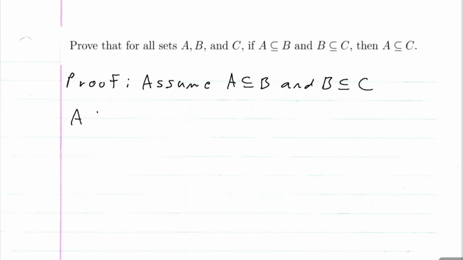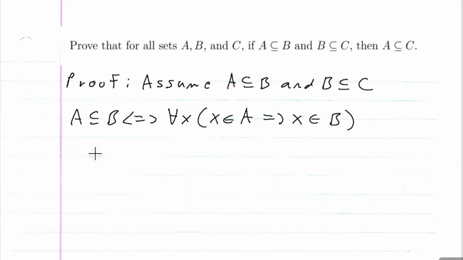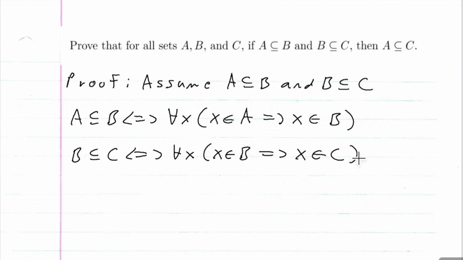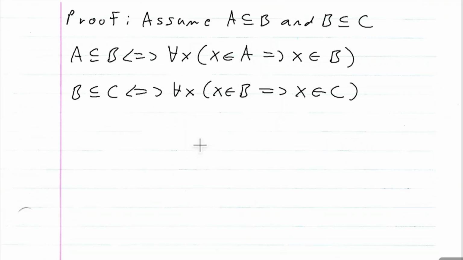So if we have A is a subset of B, this means that for every x, if x is in A, this implies that x must be in B, right? And if we have B is a subset of C, this implies that for every x, if x is in B, this implies that x must be in C, right? So that's the definition of a subset, right?